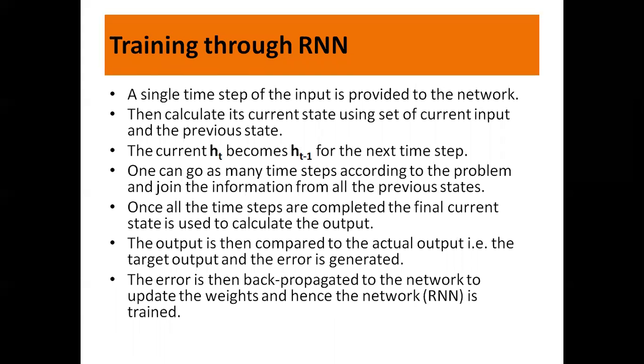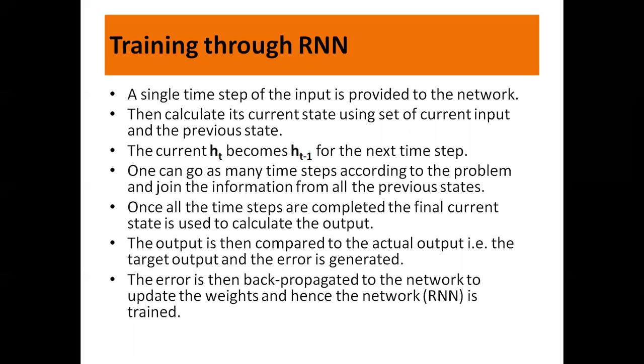Now, how do we train our RNN? A single time step of the input is provided to the network. Then we calculate its current state using the set of current input and previous state. The current h t becomes h t minus 1 because the current state becomes the previous state for the next time step. One can go as many time steps as the problem requires and join the information from all the previous states. Once all the time steps are completed, the final current state is used to calculate the output.